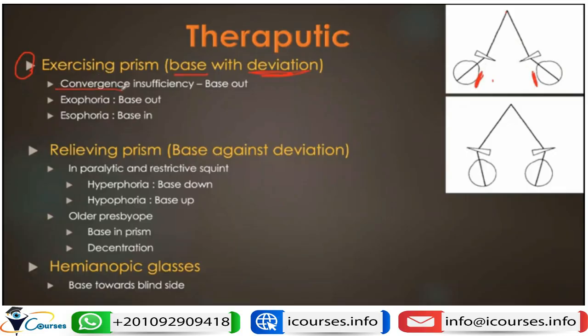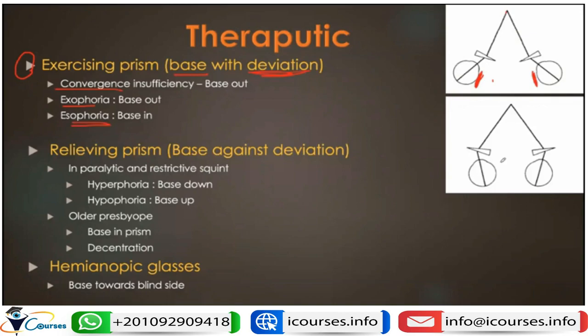So we improve the convergence by training the medial recti, or by exercising the medial recti to look inward. This will be the same thing when the patient has exophoria. When the patient has exophoria, meaning that the eyes are deviated outward, we place a prism base out so that we train the eye to look inward so that it can control the exophoria.